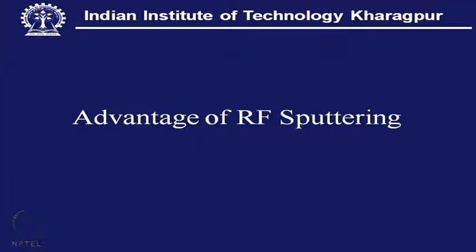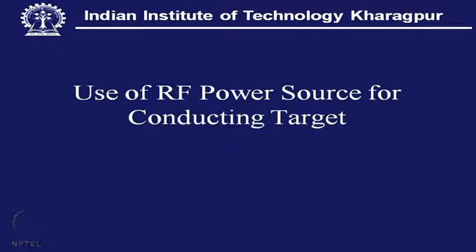And naturally, for one who is interested in sputtering, this is one of the very important issues one can consider. So, this is actually a summary of RF sputtering, but here the use of an RF power source for a conducting target: it is already understood that for a conducting target, self-biasing is not possible because it is a conducting current, and that has already been illustrated.